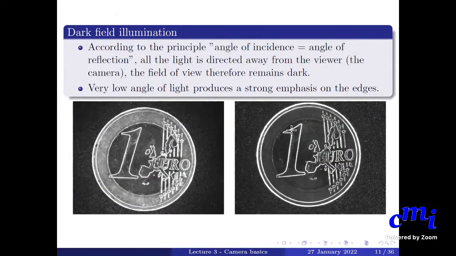Here is another example of dark field illumination. Okay. So because the angle of incidence is equal to the angle of reflection, here what happens is that most of this is what I've written up there. The light is directed away from the viewer, and so the field of view, which means most of this, remains dark, and only these inclined edges are lighted.